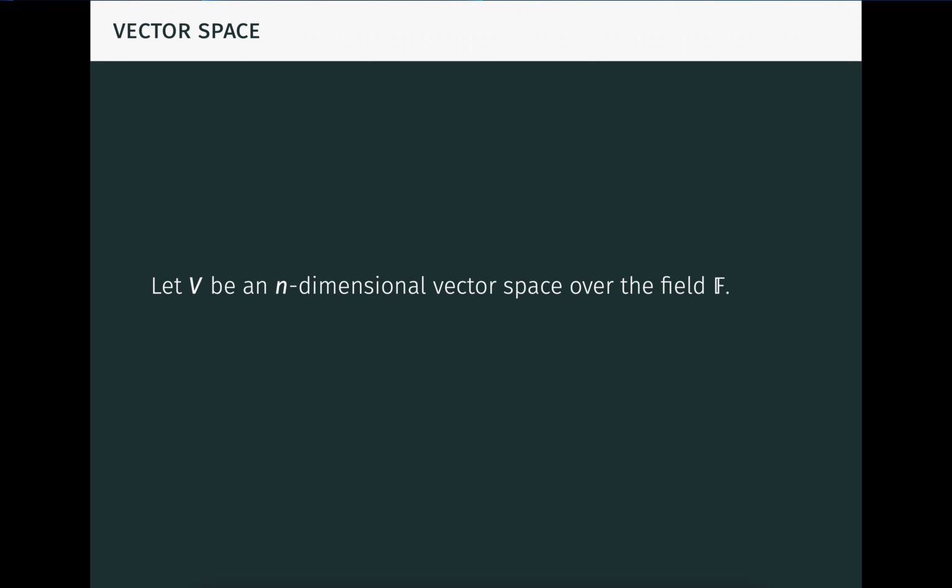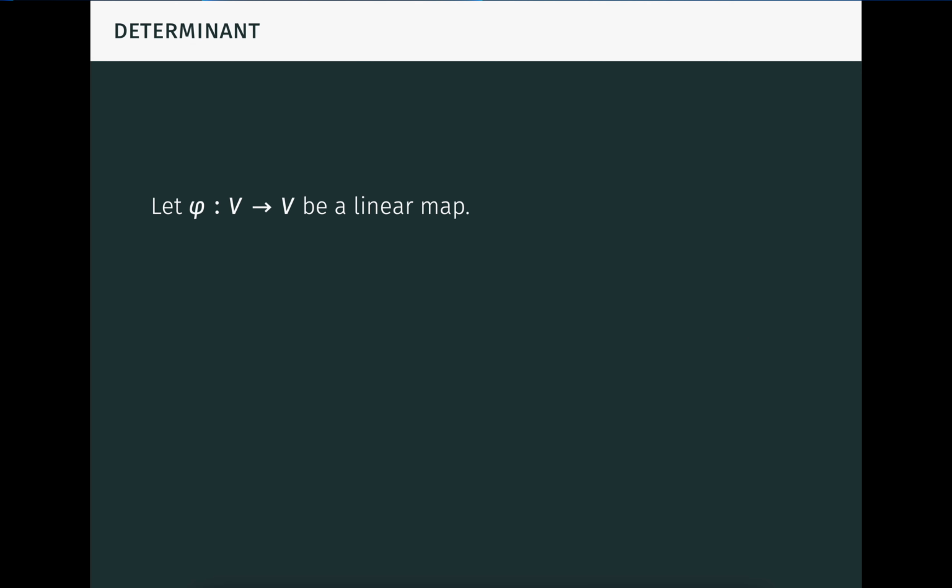For simplicity, we assume that F has characteristic 0. If you want, you can take F to be the real or complex numbers. We also let delta be a non-zero n-dimensional determinant function on V. To start, we let phi be a single linear map on V and recall some basic definitions.